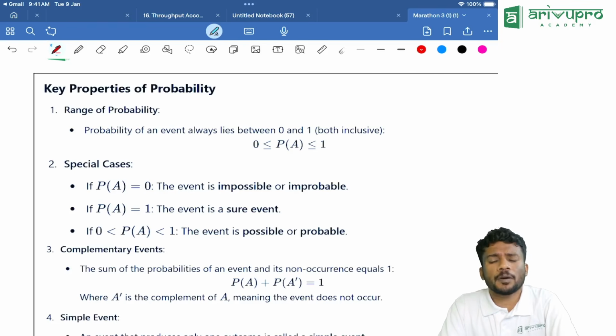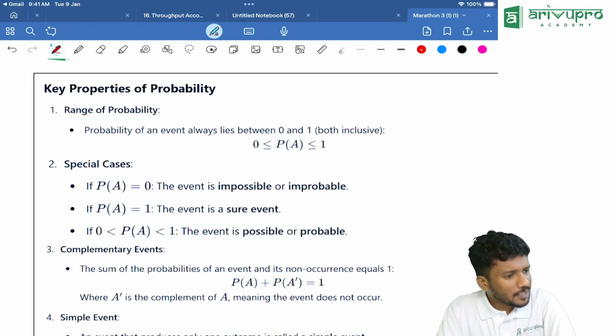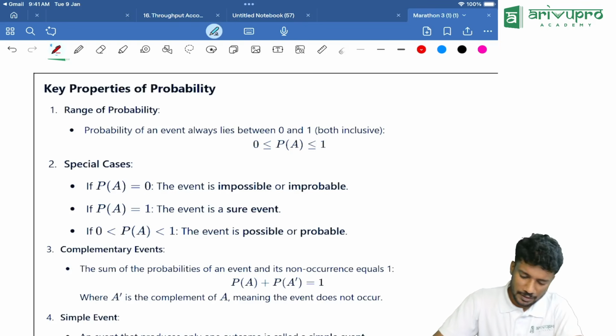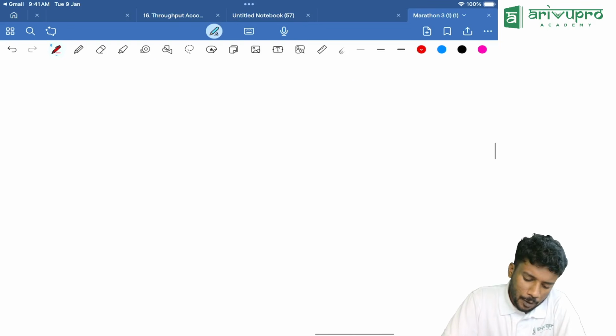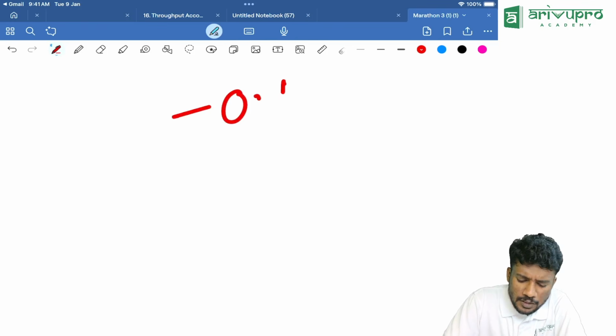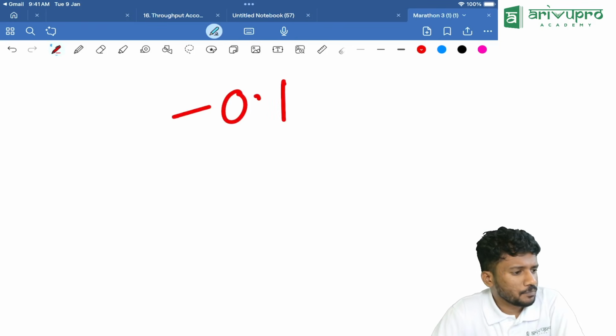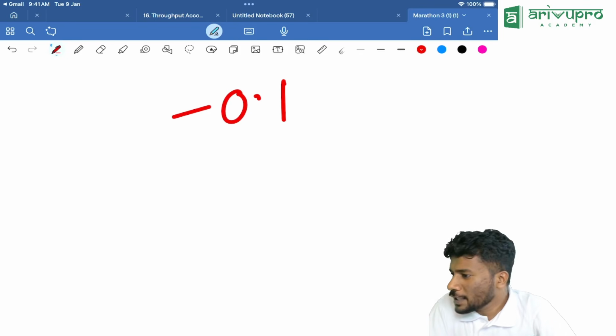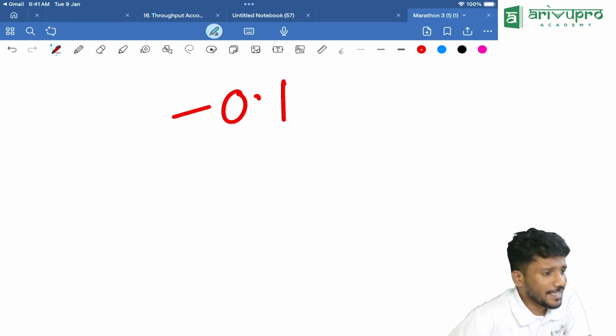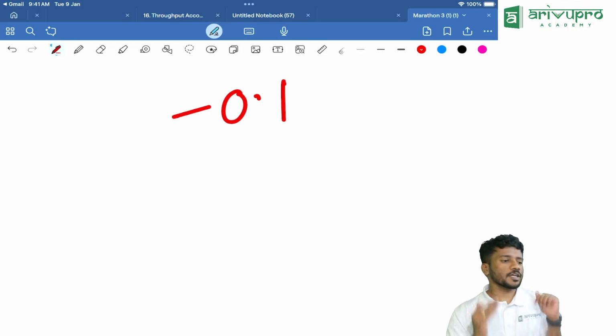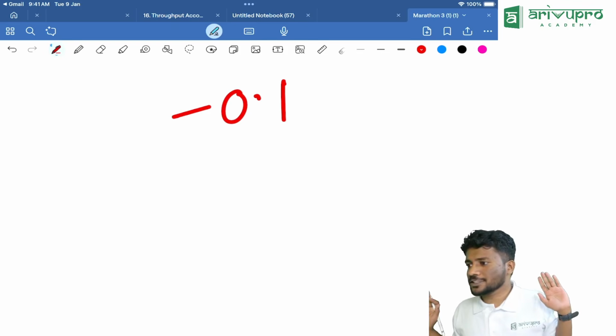What are the key properties of probability? It is between 0 and 1. What is the key property? It is between what and what? 0 and 1 is the proper probability. Now I am asking you, is this value possible for probability? Negative 0.1, is it possible? It is not possible. Negative 0.1 is not possible at all.